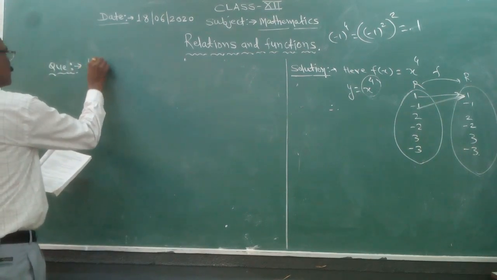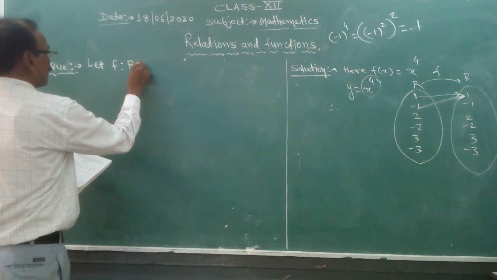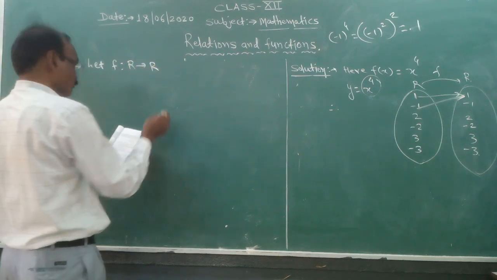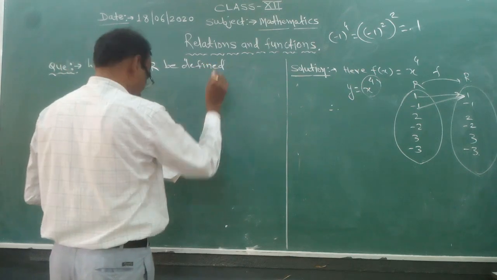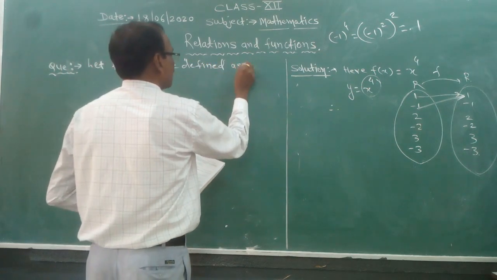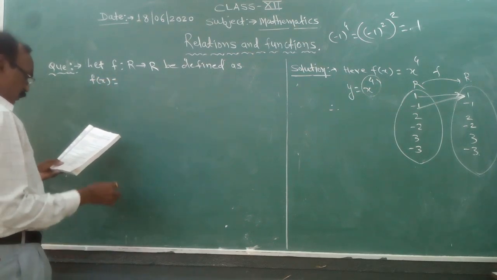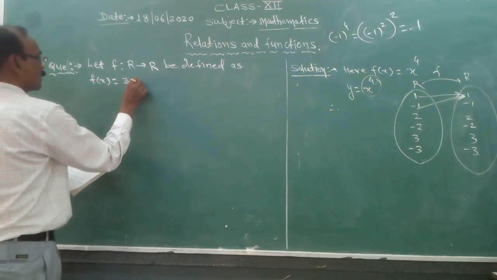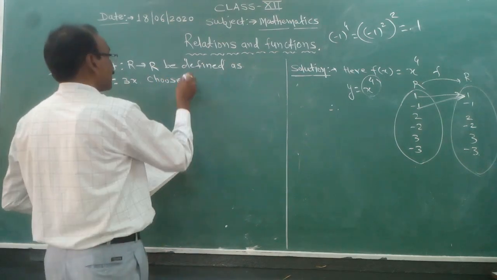Let f be a function from R to R defined as f of x equals 3x. Choose the correct answer.